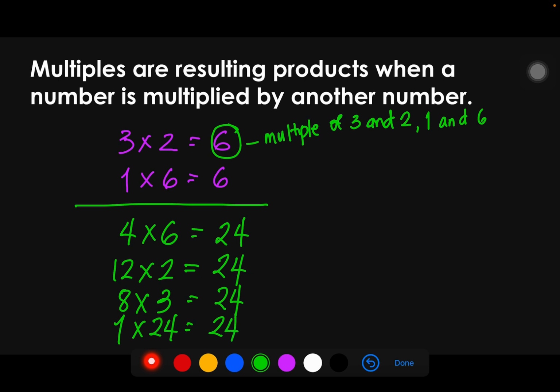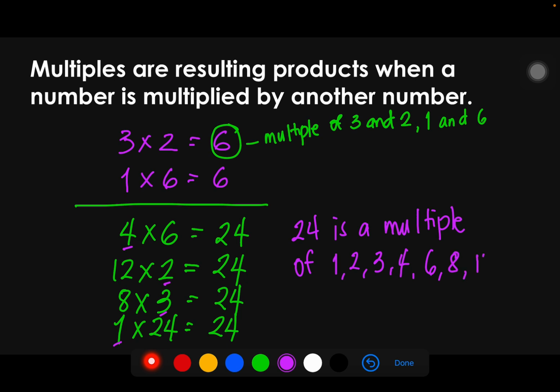So with that being said, we can say that 24 is a multiple of 1, 2, 3, 4, 6, 8, 12, and itself, 24. Okay? So that's basically what a multiple is. Alright. So we can also say that 24 is a common multiple of 2 and 3. Or 24 is a common multiple of 12 and 6. Okay? So that's multiples.